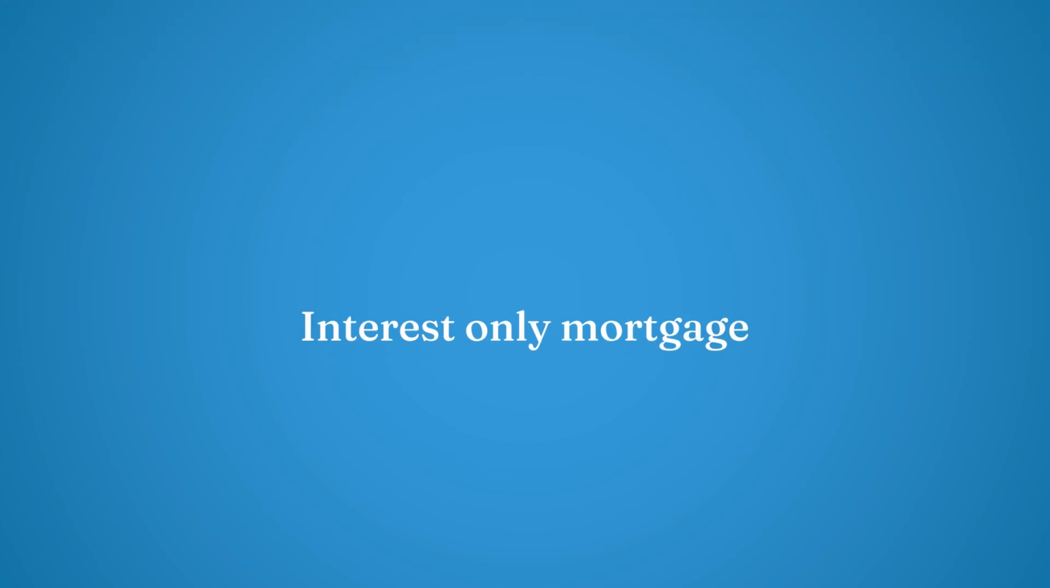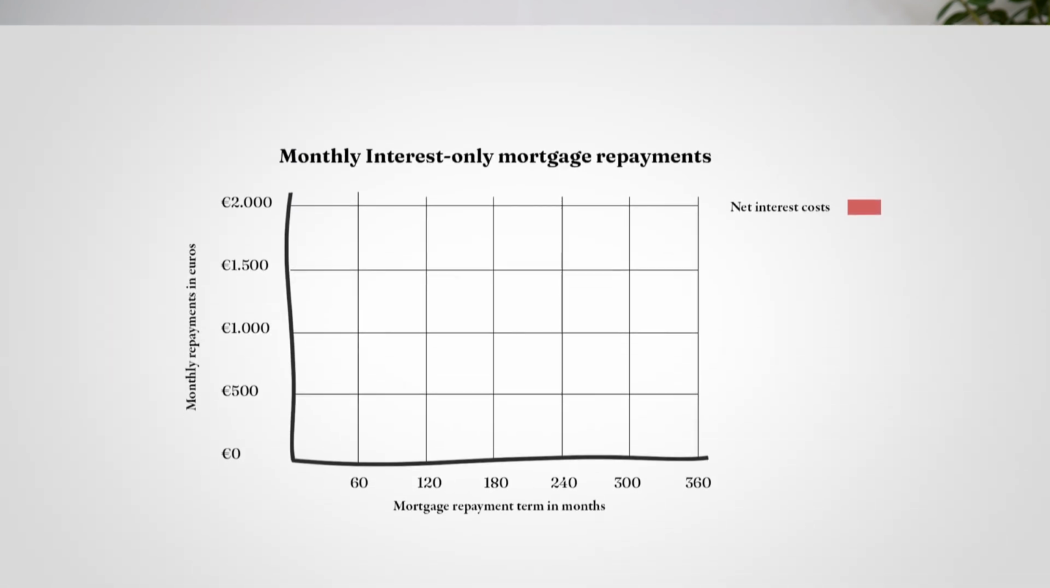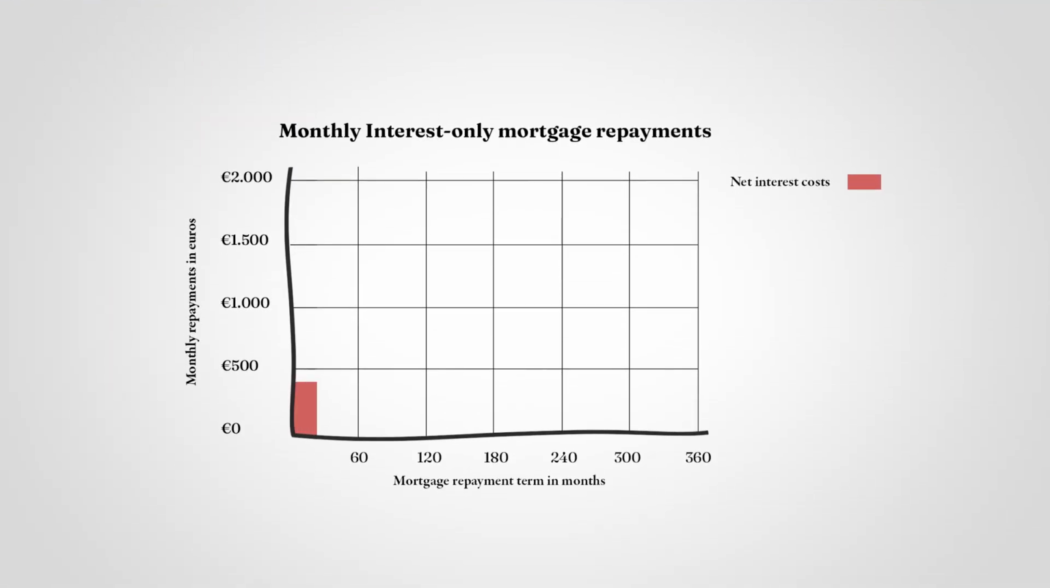A third option that is a little less common nowadays is the interest-only mortgage. With an interest-only mortgage, you're only paying interest. So that means that eventually at the end of the day, at the end of the 30 years period, your outstanding mortgage debt is similar to the initial one. Currently, you have the ability to finance up to 50% of the market value with an interest-only mortgage.